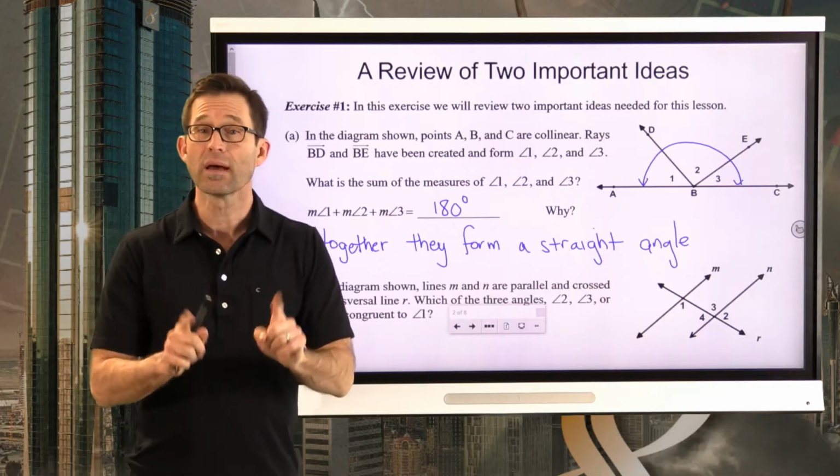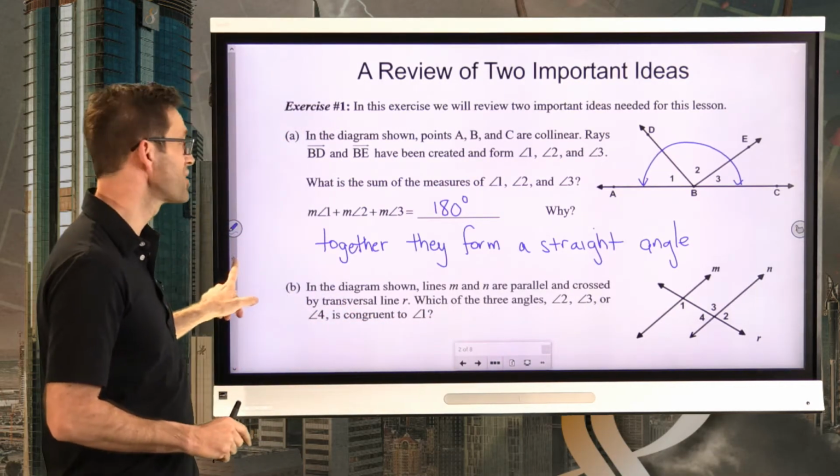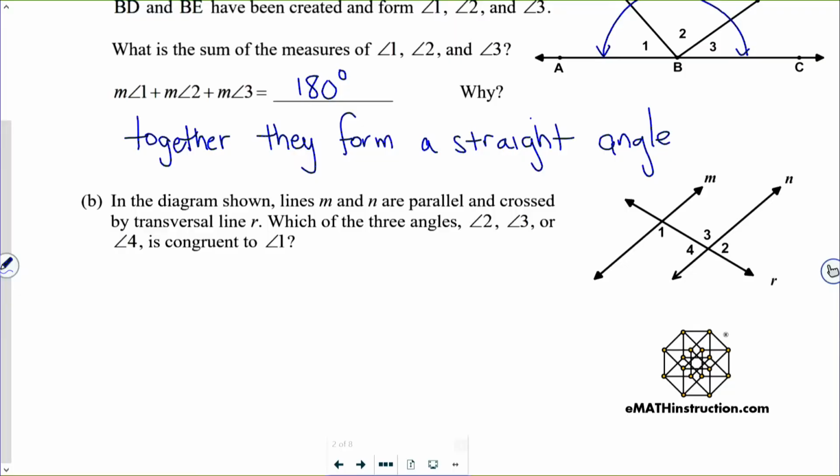All right, let's now take a look at another important piece, another review piece in this problem that's actually not connected to letter A. Let's take a look at letter B. In the diagram shown, lines M and N are parallel and crossed by transversal line R. Which of the three angles, angle 2, angle 3, or angle 4, is congruent to angle 1?